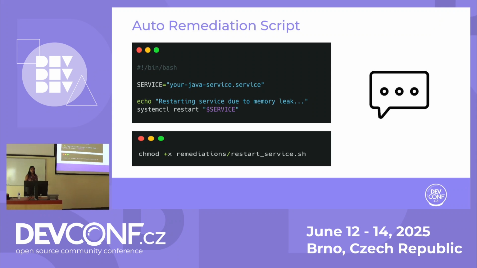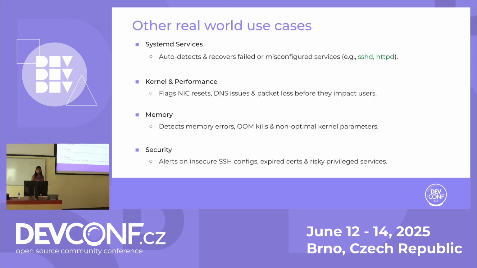I have also written an automated remediation script, a basic bash script for restarting the service which is leading to the memory leak. This was one example, but other than this, Insights Core also provides some other real world use cases, like systemd services. This is basically for system management, and it can auto detect and recover from SSHD failures or HTTPD crashes occurring in the system.